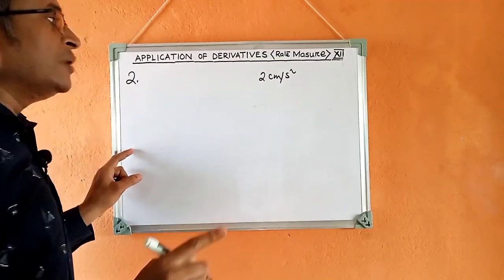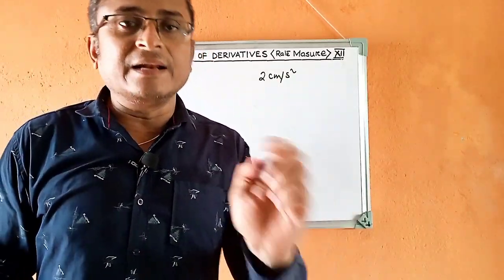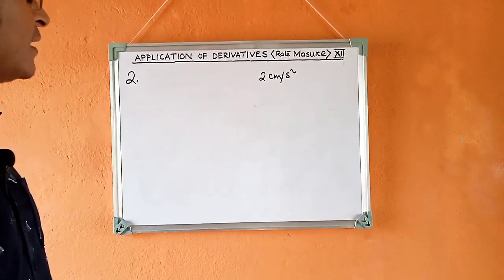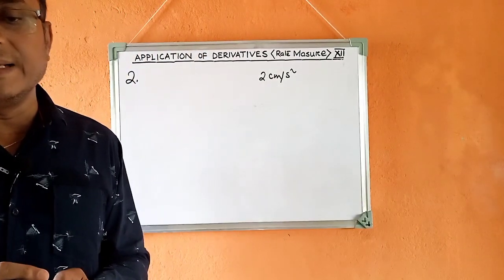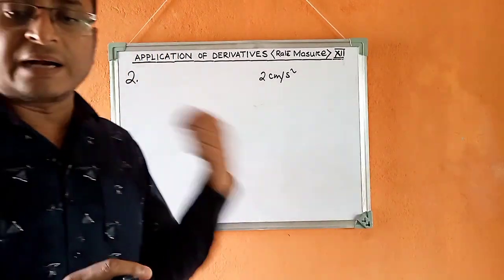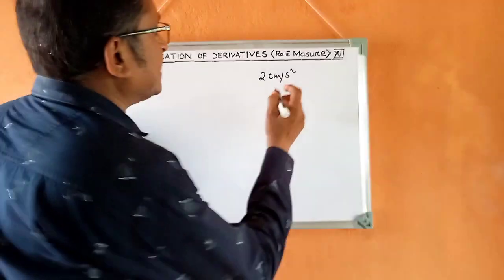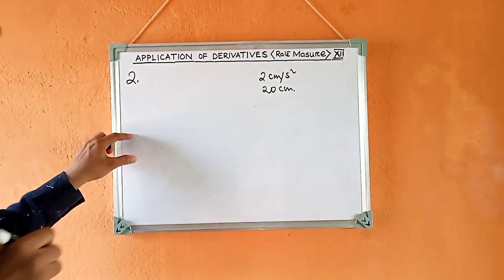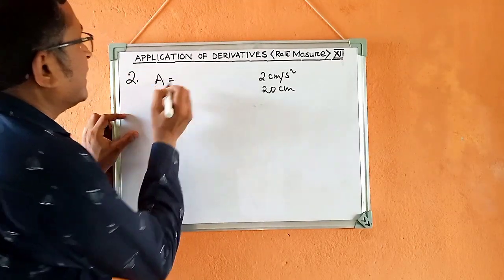All of you know what an equilateral triangle is? All the sides of that triangle are equal. The side of an equilateral triangle is increasing at the rate of 2 centimeter per second. At what rate is its area increasing when the side of the triangle is 20 centimeter? That is given.